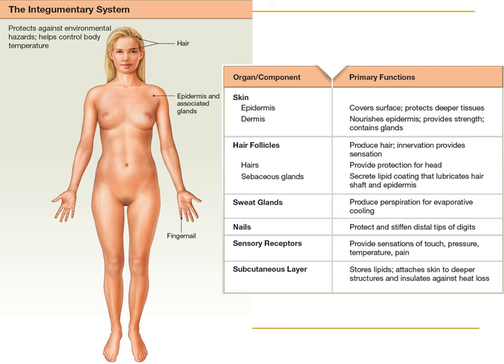And the hair provides protection for the head and the other body organs. Associated with the hair follicles are the sebaceous glands, which produce the lipid that lubricates the shaft of the hair and also the epidermis. And in the skin, we have the sweat glands.